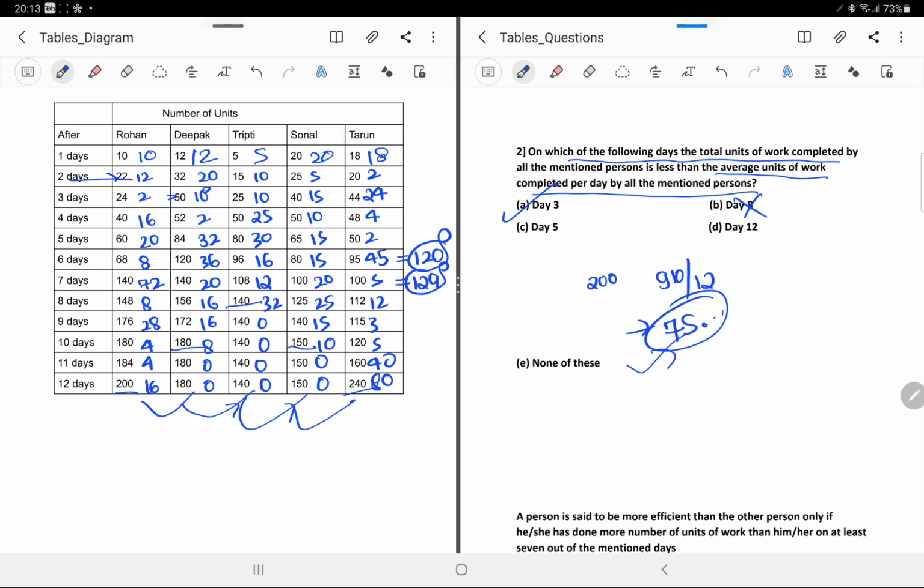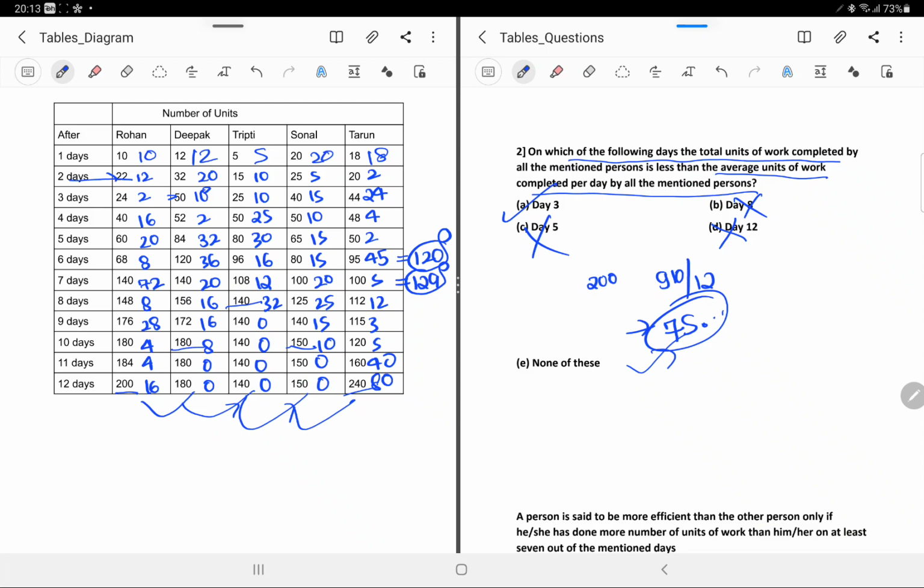For day 5, it is 20. 20 plus 32 is 52. 52 plus 30 is 82. 82 plus 15, so it is going beyond. So day 5 cannot be the answer as well, and so it would be day 2.